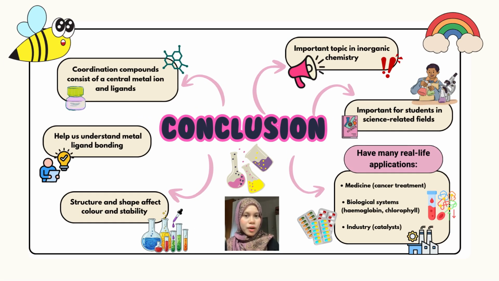Lastly, coordination compounds are made of a central metal ion and ligands. They are important in inorganic chemistry. From this presentation, we learned about their structure, color, and applications. Coordination compounds are used in medicine, biology, and industry. Therefore, this topic helps us understand chemistry and its use in daily life.